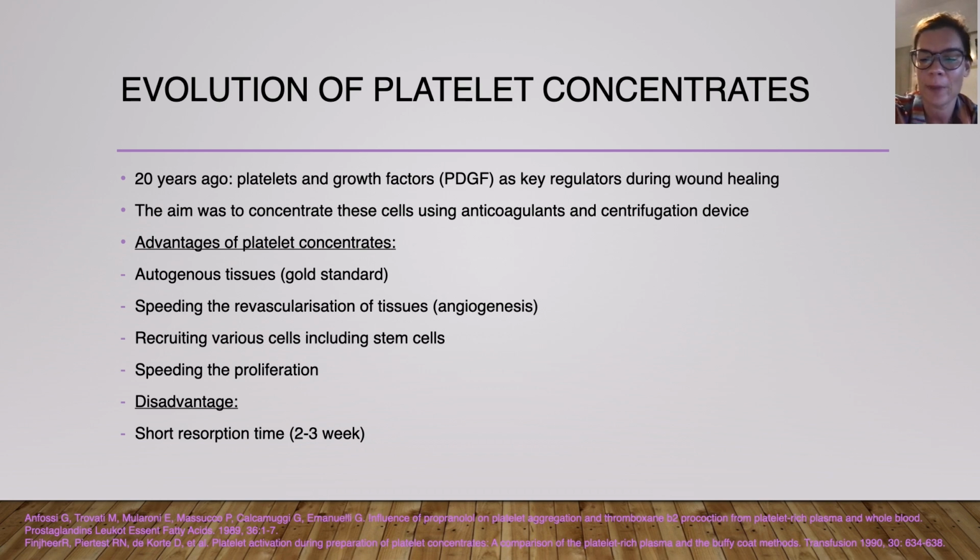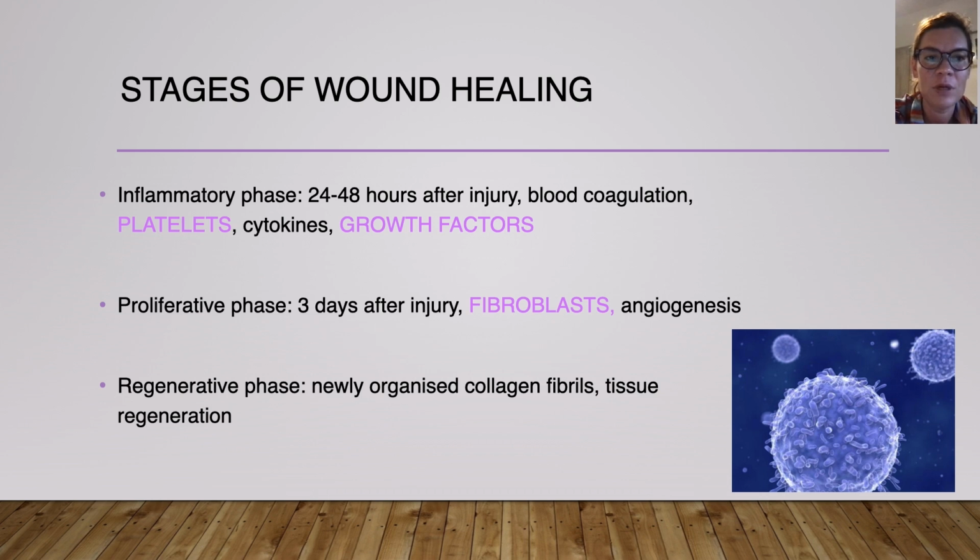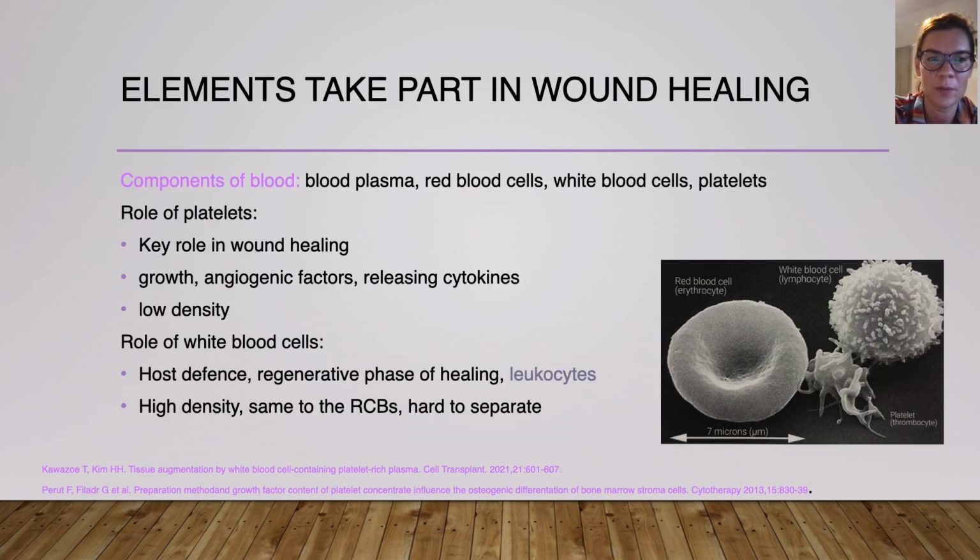So that's why in many cases we will mix this type of products with other types of bone substitution materials, or maybe we will use it with some type of other membranes, so we are not using this type of products by itself. If we see the stages of the wound healing, we could say that there are 3 stages: inflammatory, proliferative, and regenerative phase. And the platelets and the growth factors and fibroblasts have quite a big role in these stages, just like it was previously on my first slide in case of the bone regeneration.